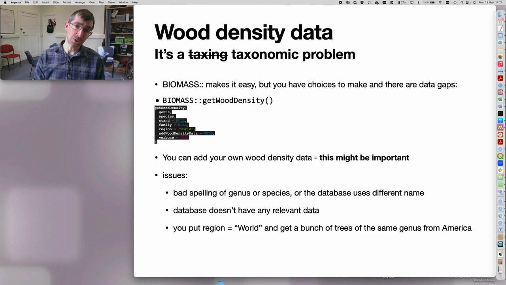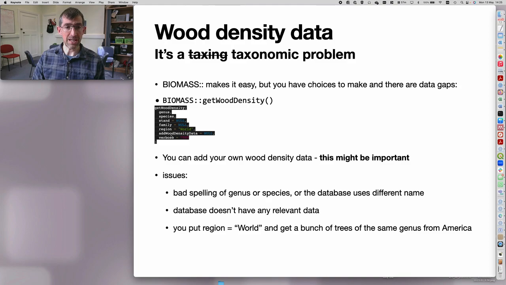And the biomass package makes it even easier because it has a built-in database of wood density measurements that it queries. So that get wood density function, if you pass it the name of your tree, the genus and the species, if you can, the family or constraint to which region you're working in, it will return an estimate from that database with the wood density data in. So as long as you know the species, you can look up the wood density. And that's why I say wood density is a taxonomic problem, because you do have to have good species IDs. And then you have to hope that there's some wood density data for your species in the database.